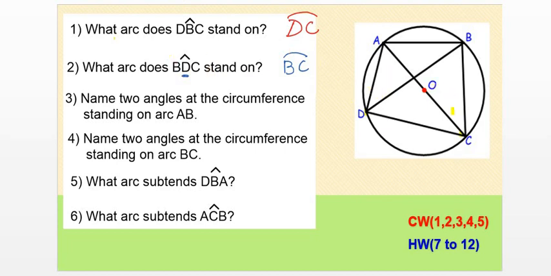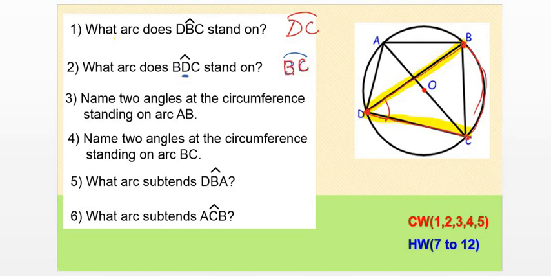Highlight BDC first, so this is B, this is D, and this one is C. Now this angle is standing on which arc? Or you can say, if you extend this angle from here, which points does it take you to on the circle? It is giving you 2 points on the circle, and those 2 points give us this arc BC. So the answer is arc BC.